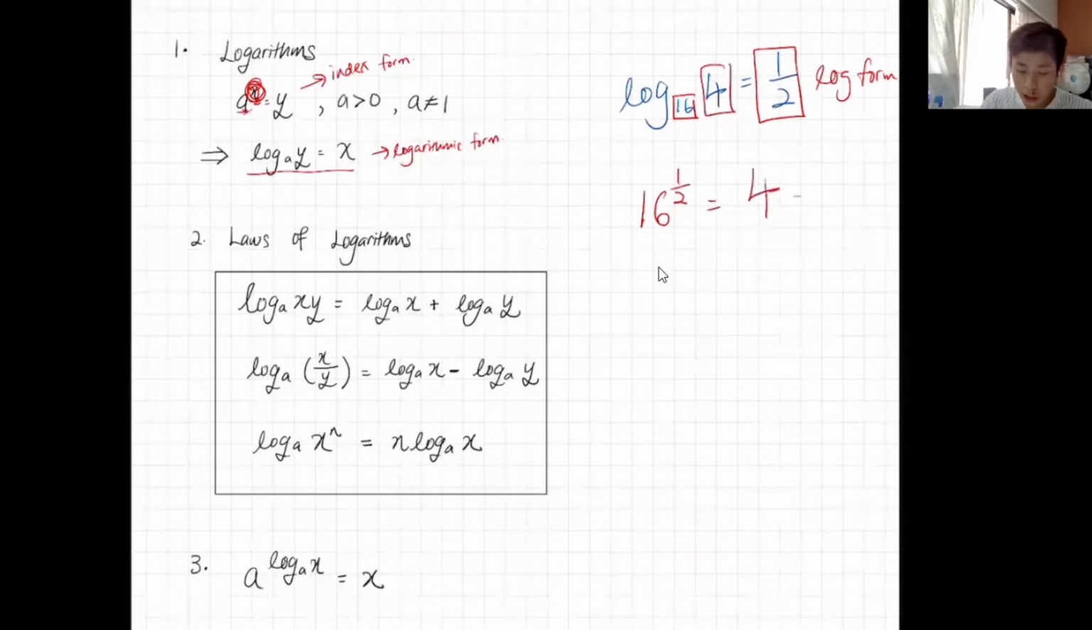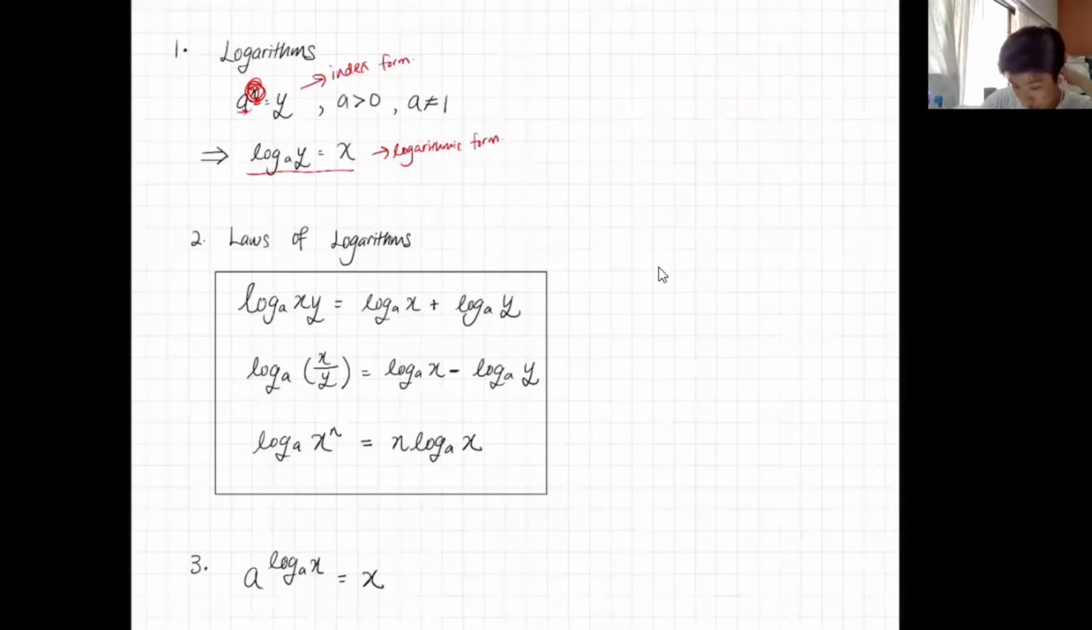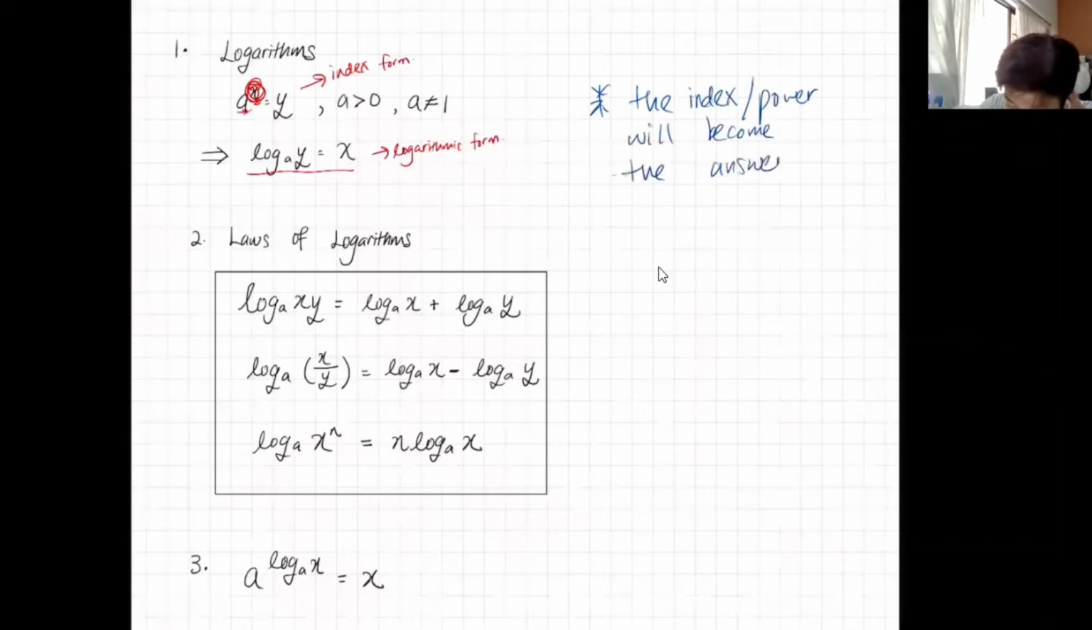All right. This is quite important. Or you can write down a note to yourself, okay? The note to yourself you can say is the index or the power will become the answer for log form.